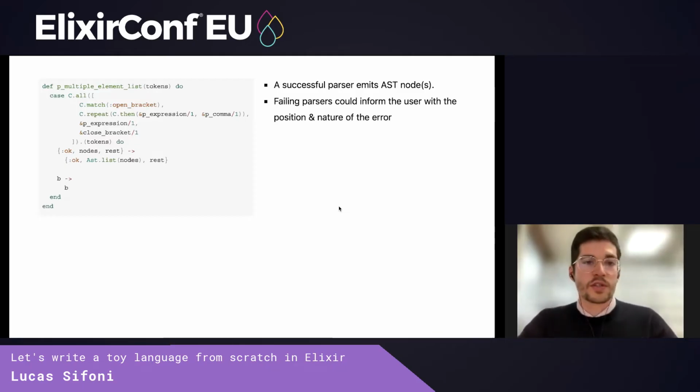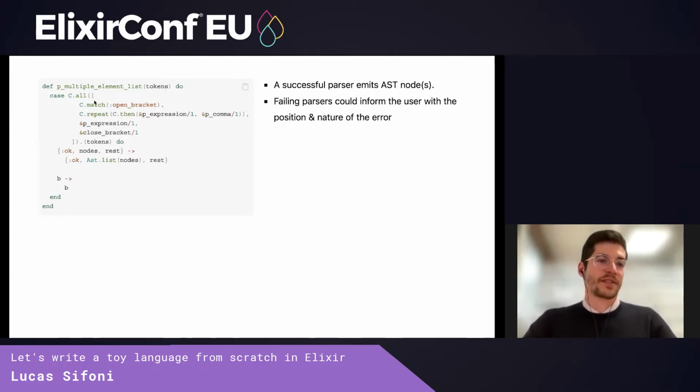So a successful parser emits AST nodes. The AST is the abstract syntax tree that we saw earlier. We can see that if this parser for a multiple element list matches, we emit an AST node with a kind of list and child nodes as children. What I like with these parser combinators is that it reads like French or English if you want.